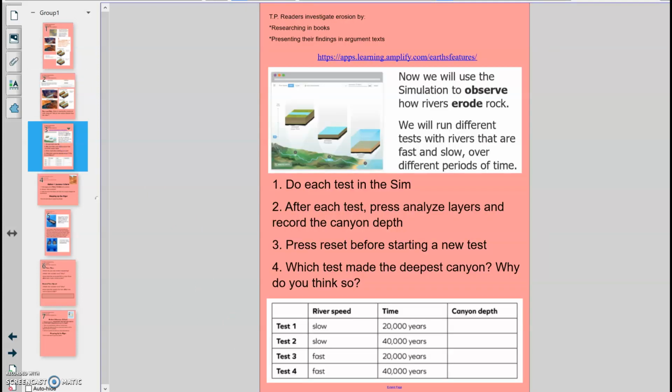So we're going to come to our sim and use that to observe how rivers erode rock. We're going to run different tests with rivers that are fast and slow over different periods of time. Basically, we're testing two different variables. Speed, the river can go either slow or fast, and time. We're going to be testing a small amount of time and then a long amount of time. So we're going to run these 4 tests in the sim. After each test, we're going to press Analyze Layers and record how deep the canyon gets. We'll press Reset before starting a new test, and we're going to figure out which one makes the deepest canyon.